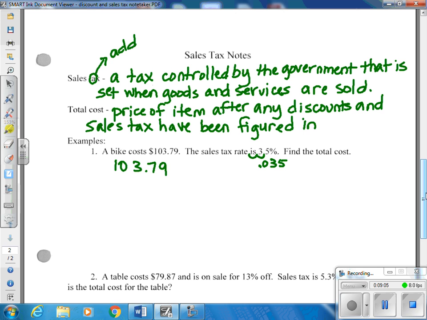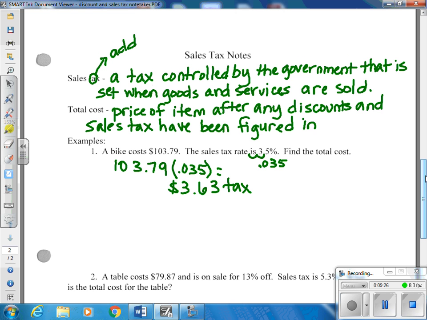If you don't do that correctly, you will not get the numbers to come out the way you want them to. All right, so $103.79 times 0.035 is going to give you, rounded off, $3.63. That is known as your tax, right? Tax is not going to be a huge amount because the percentages are not super large, right?